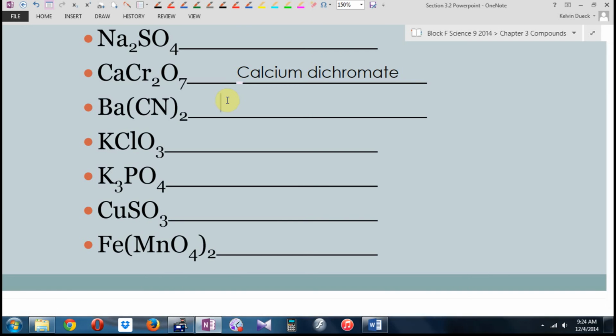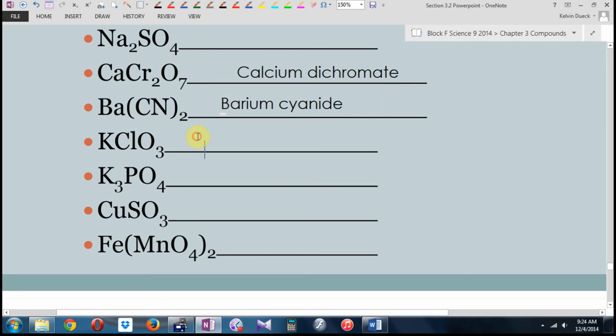What would this be? Oh, I see that. Barium. Polyatomic? No. Whew. Barium. What the heck is CN? I know it's a railway, but what the heck is CN? Jordan's going to put her phone away before I freak out. Cyanide, like the poison. Okay. Who knew?